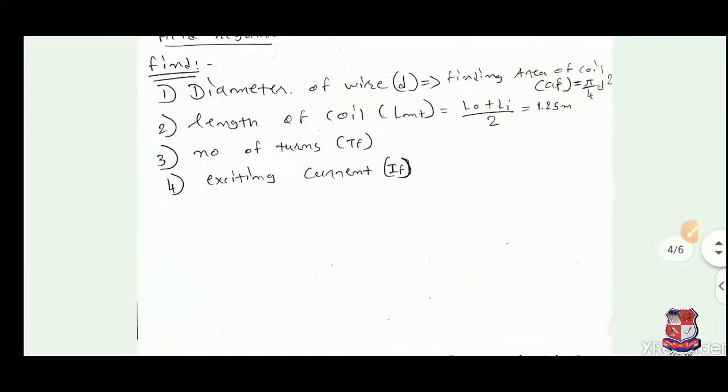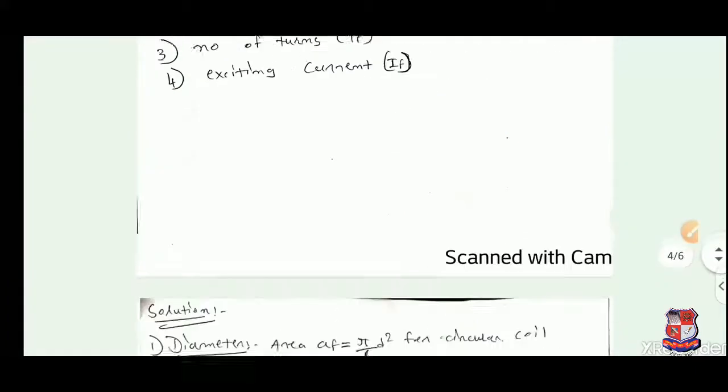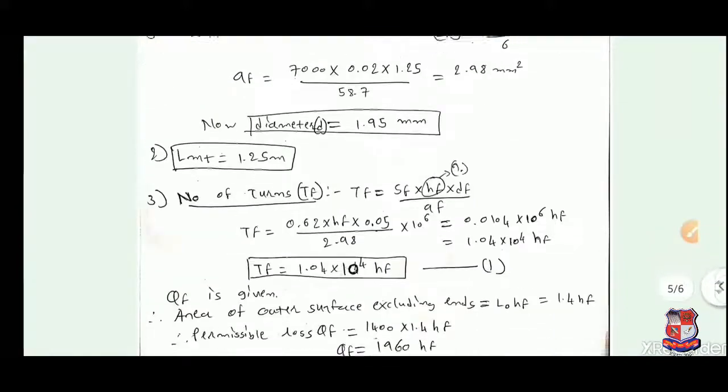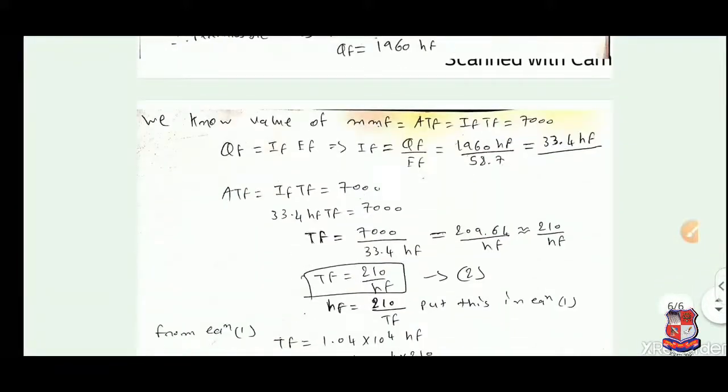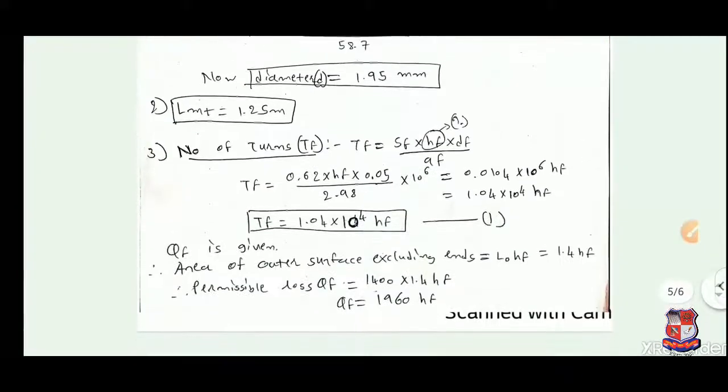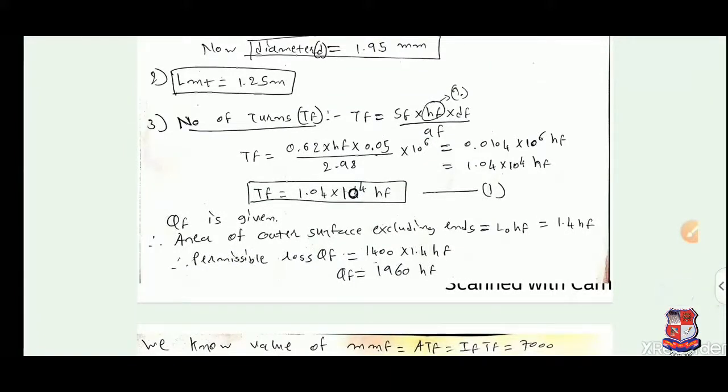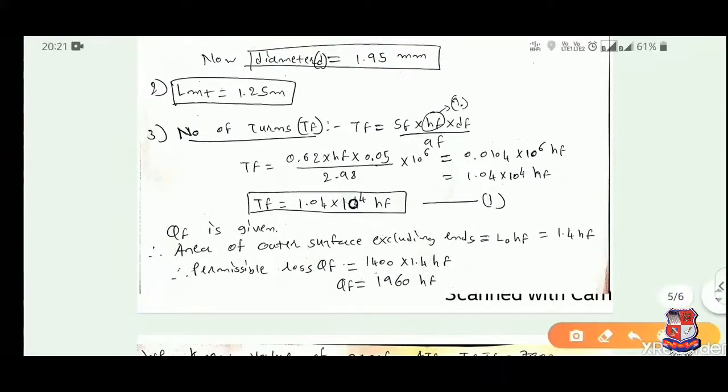Now the length of mean turn, we can easily know from the equation LO plus LI by 2. Now the main important thing is the number of turns, TF. So how will we use the TF? For TF, we know the equation SF HF DF upon AF. So based on this we came to this equation number 1. It contains the unknown HF.